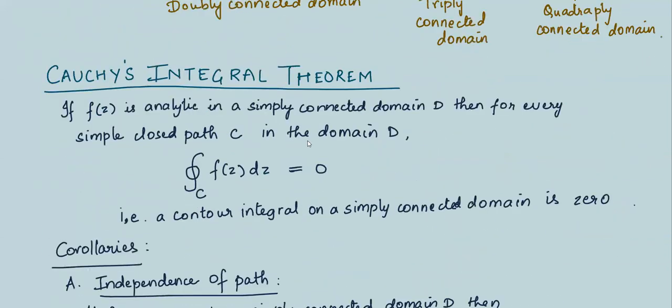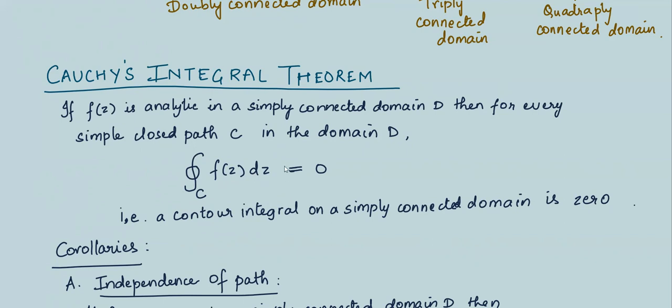Now Cauchy's integral theorem, very, very important theorem. If f of z is analytic in a simply connected domain, then for every simple closed path C in the domain, integral f of z dz will be 0. So the contour integral of f of z dz will be 0 in a simply connected domain.